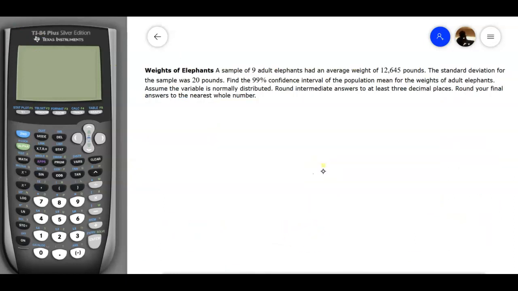All right, so for our example, we have a sample of 9. That means that n is equal to 9. We can define the degree of freedom, which is n minus 1, which is 8. Next we have the weight, 12,645, which is the x bar. So x bar is 12,645.